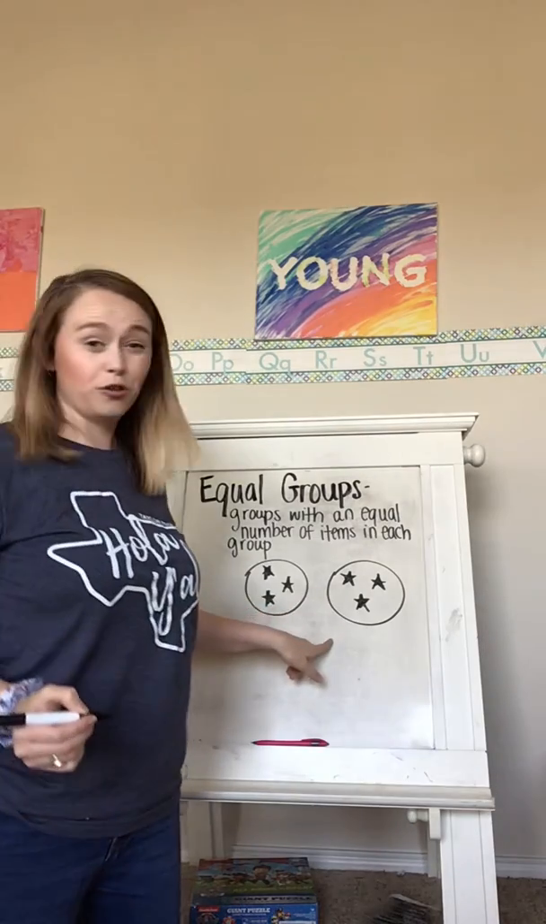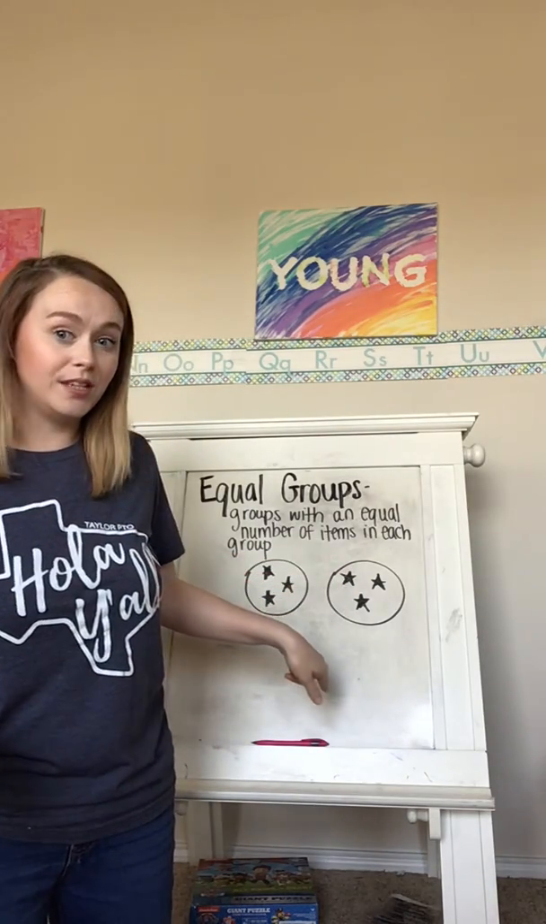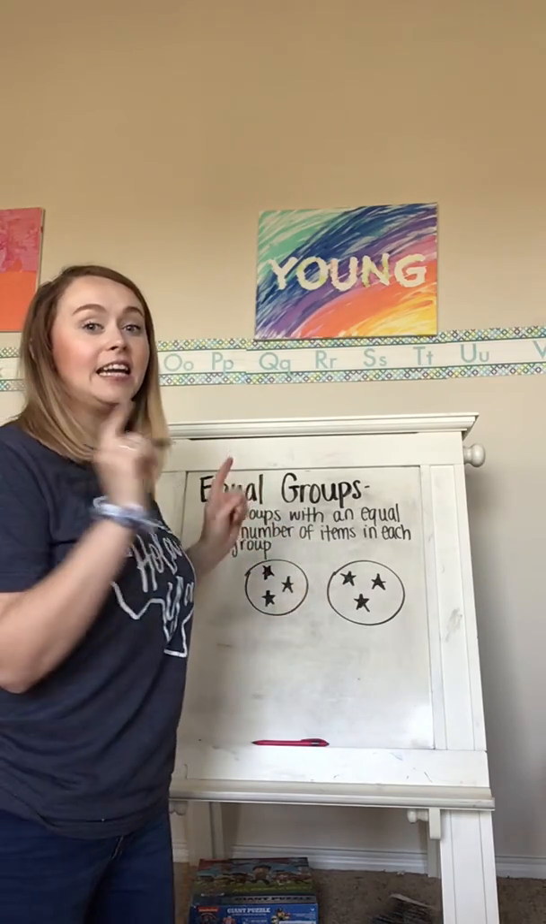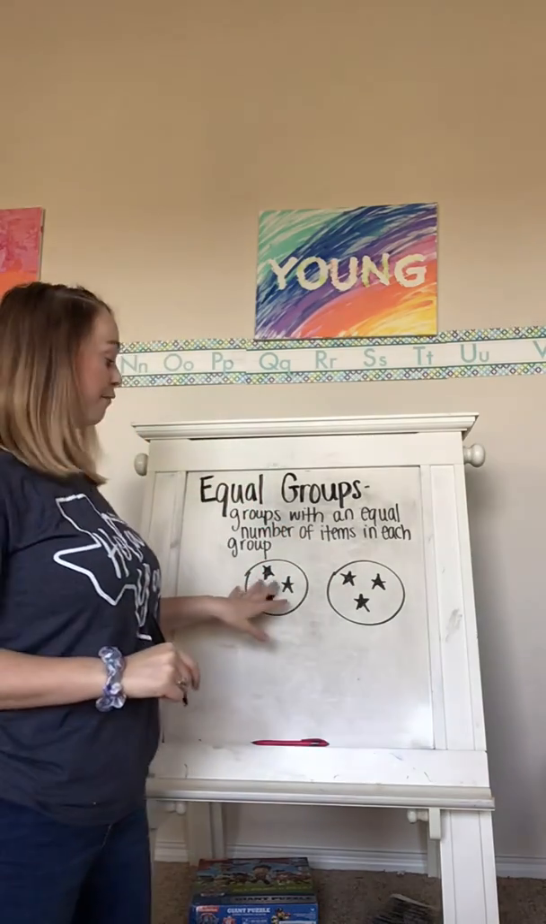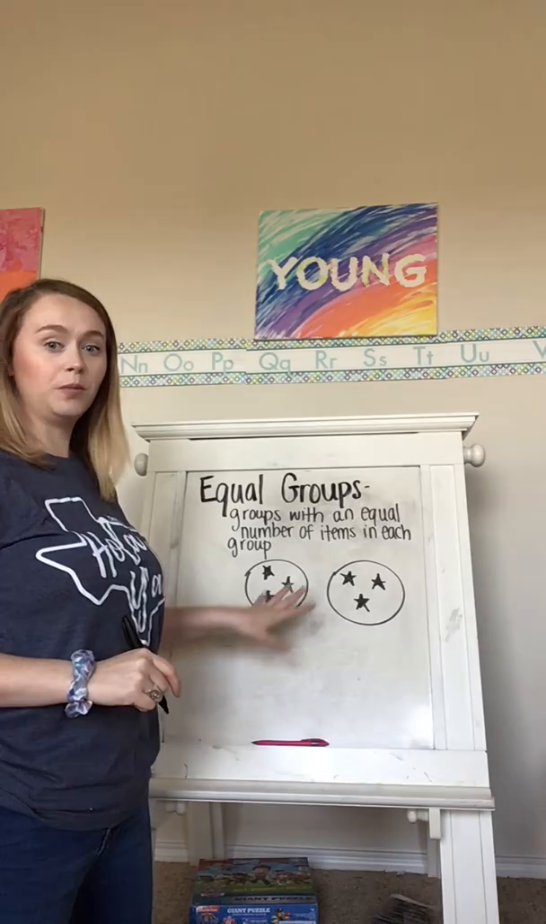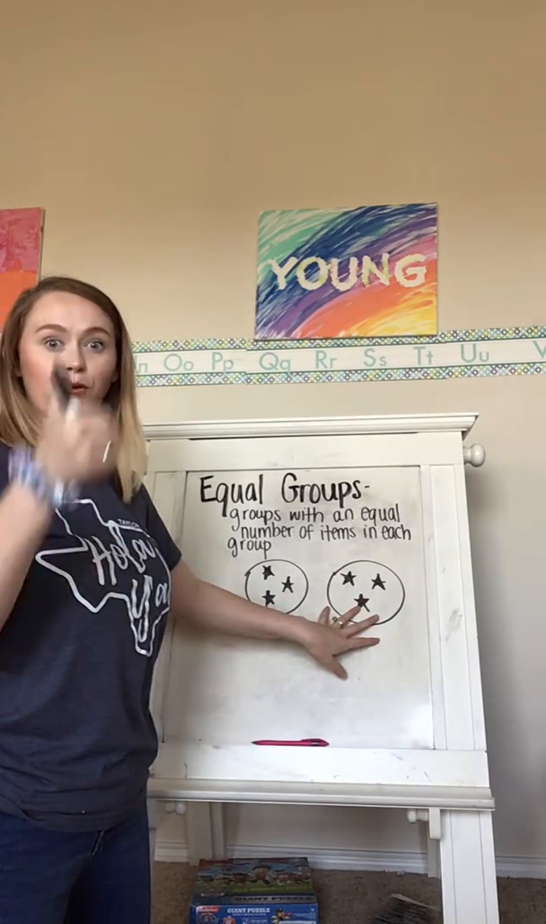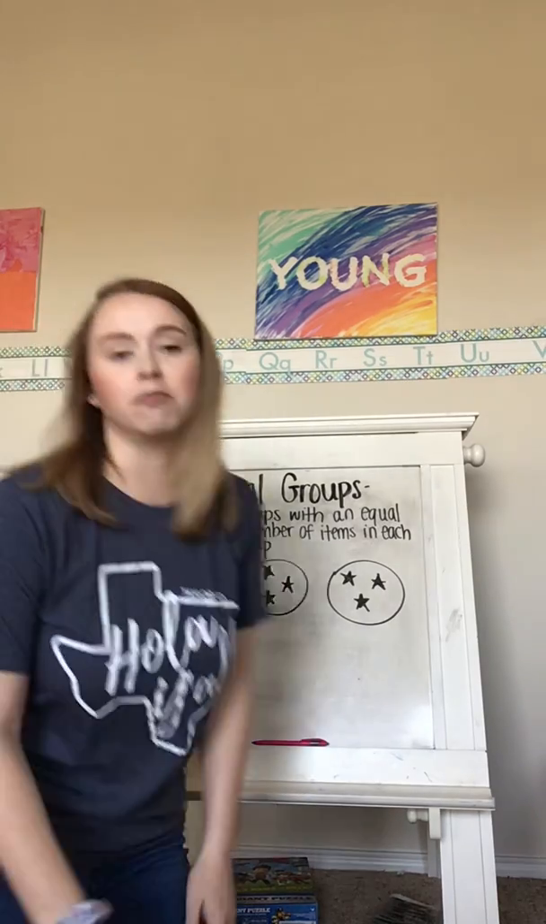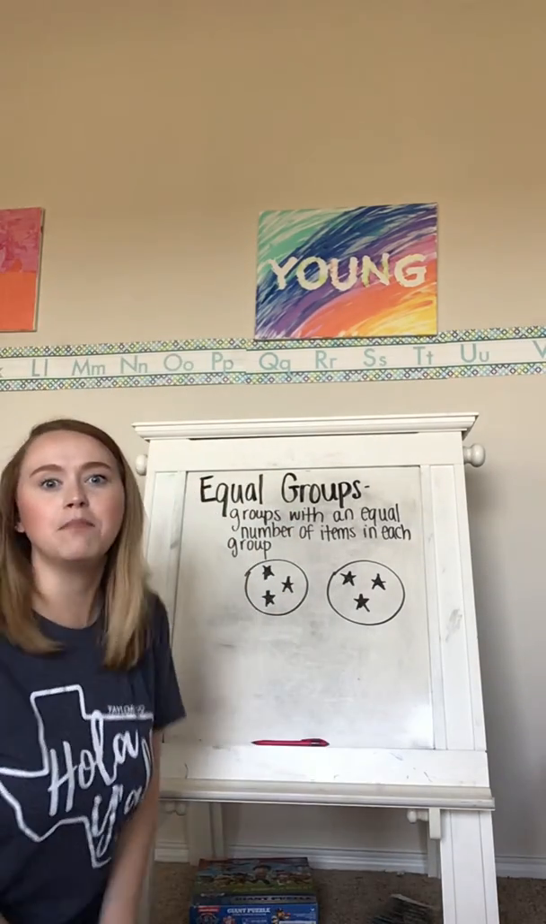So here's my 2 groups. In each group, I have 3 stars. Now remember, with our equal groups, that means that we need an equal number in each group. So I have 3 in this group, and I have 3 in this group. So they're both equal, check, good to go. Okay, so I look at this and I'm like, well, how can this help me multiply?